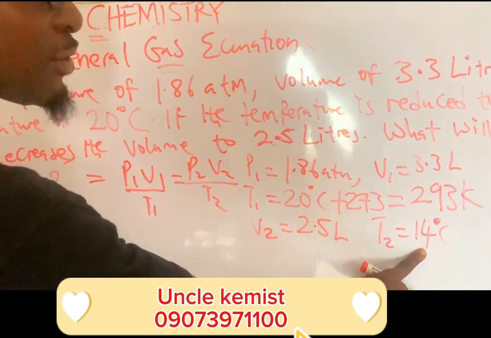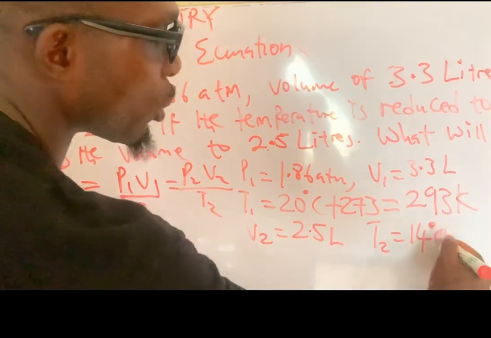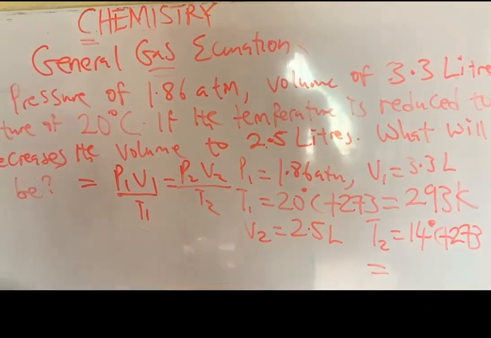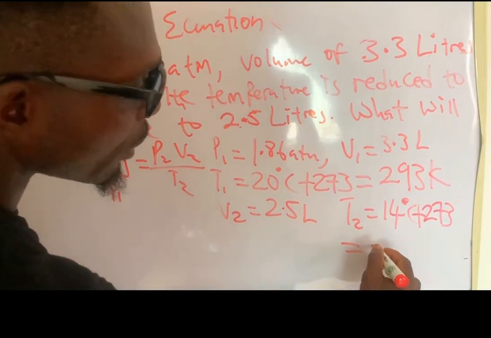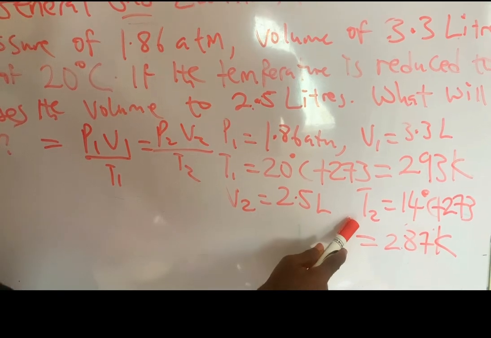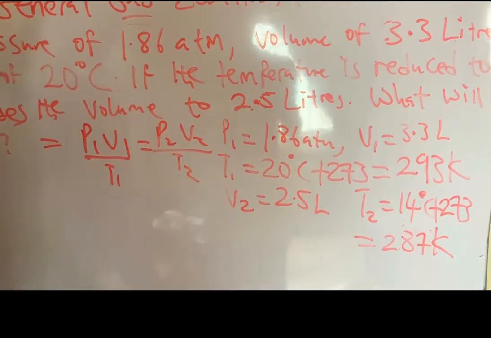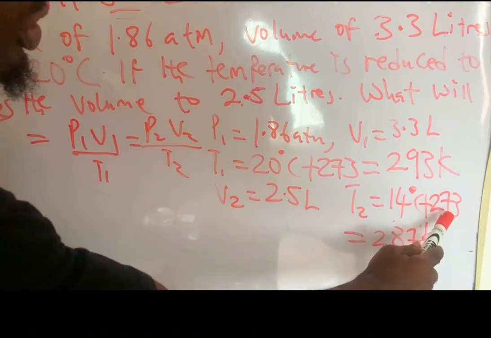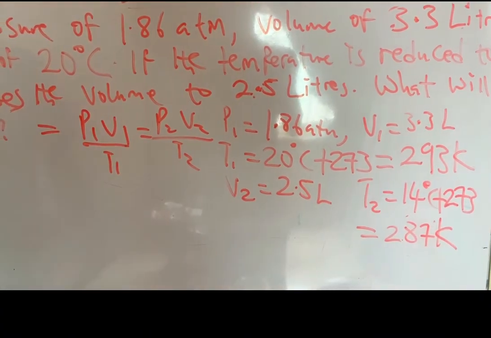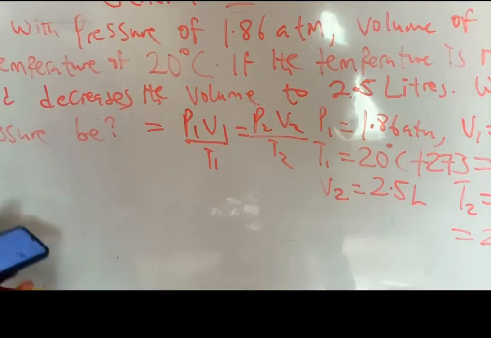So what we have to do is to convert my 14 degrees Celsius to Kelvin by doing plus 273. And what will my answer be? My answer will be 297. So my temperature 2, which is 14 degrees Celsius, we have to convert it to Kelvin by doing 14 plus 273, and my answer is 287 Kelvin. Now we are going to connect them and substitute them into our general gas equation formula.